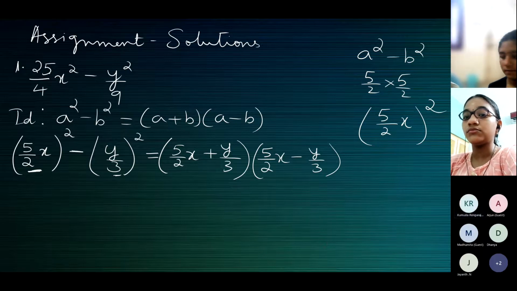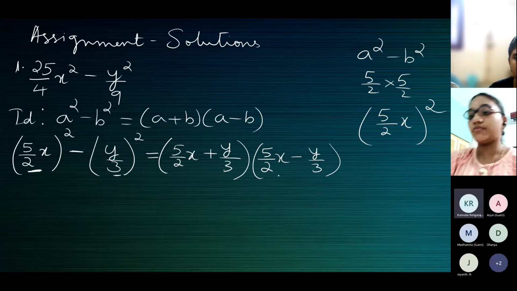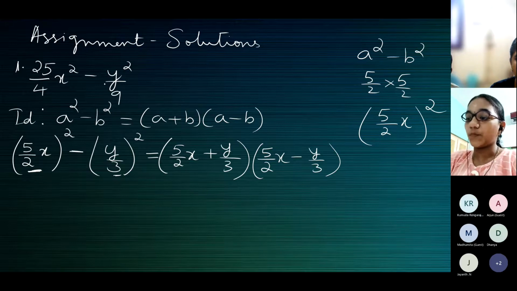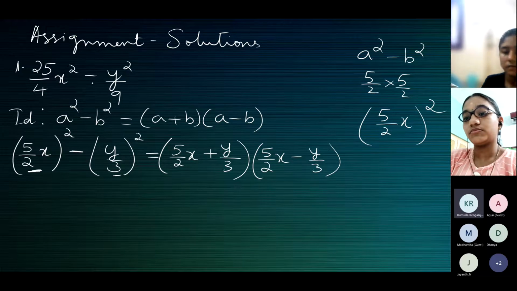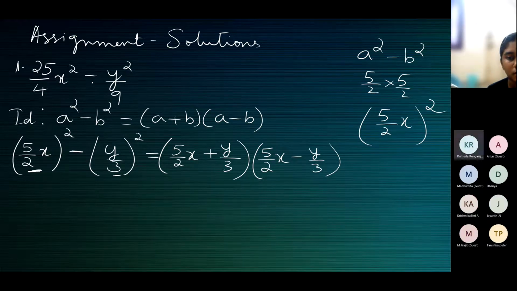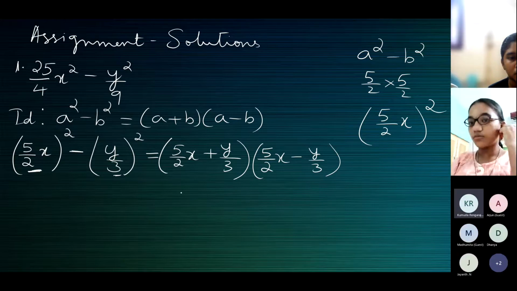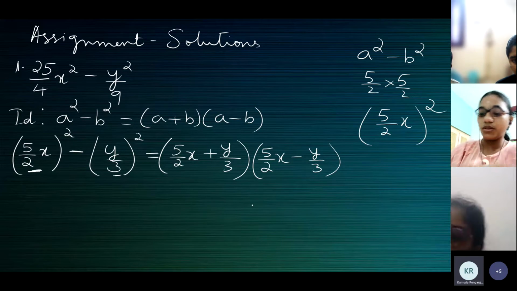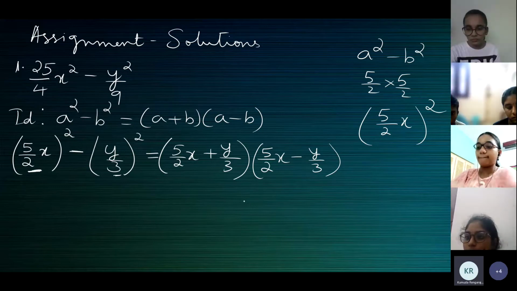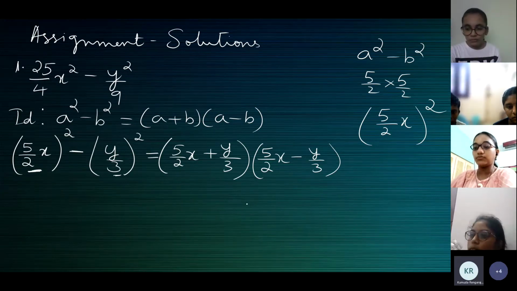Thank you, children. So these are the two factors of the given expression. 5 by 2x plus y by 3 is one factor of the given expression. 5 by 2x minus y by 3 is the other factor. And from the videos, you should have understood that whenever you factorize an expression, the answer will be a product of the factors.